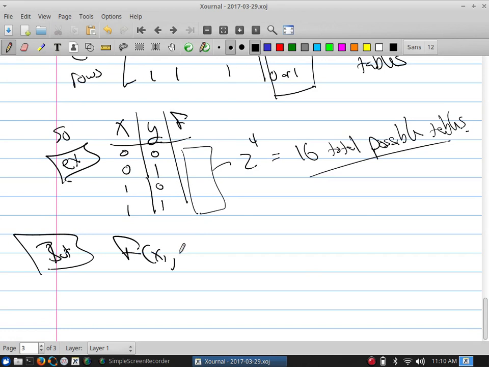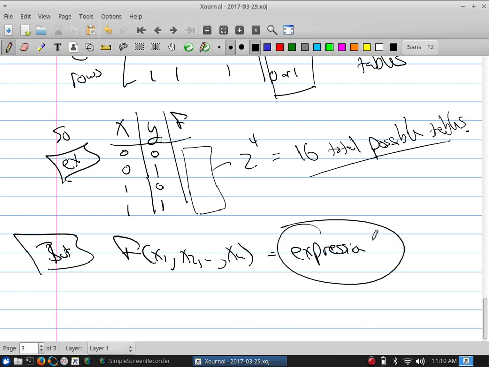But if f of x1, x2, up to xn is an expression, so this thing's an expression, how do you make expressions? You write variables, you write operators, and you write zeros and ones. How many ways can you do that? If I gave you a keyboard that only had x, y, plus, dot, complement, 0, 1, and that's your entire keyboard.